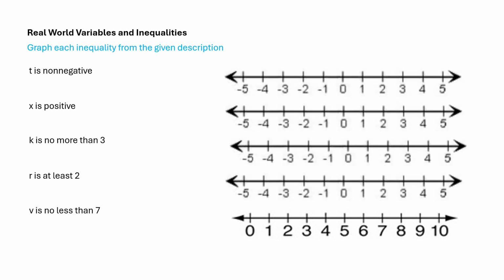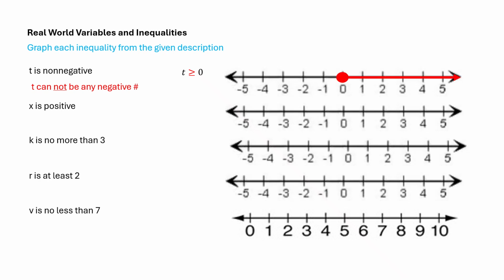T is non-negative. That means T cannot be any negative number on the number line. Okay, so that means we can start at 0 because 0 is not negative, nor is it positive. So T will be greater than or equal to 0. So that's a closed circle, shade to the right.